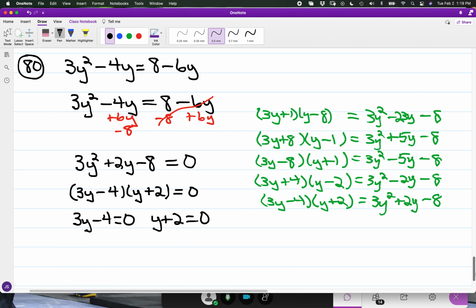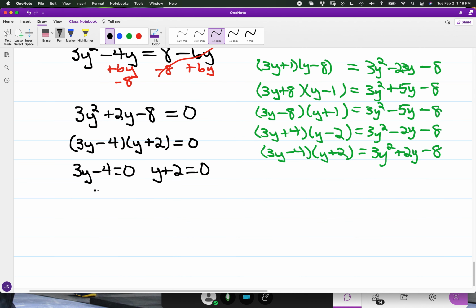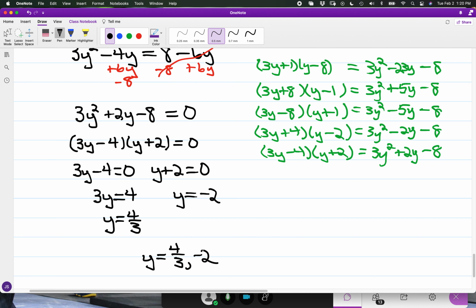setting each of 3y minus 4 and y plus 2 equal to 0. So if 3y minus 4 is equal to 0, we have 3y is equal to 4, and so we have y is equal to 4/3. As for y plus 2 is equal to 0, I take 2 away from both sides, and so I have that y is equal to negative 2. So with our solutions, we have that y is equal to 4/3 as well as negative 2.